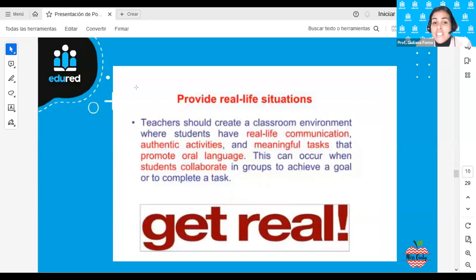Provide real life situations. Teachers should create a classroom environment where students have real life communication, authentic activities, and meaningful tasks that promote oral language. This can occur when students collaborate in groups to achieve a goal or to complete a task.